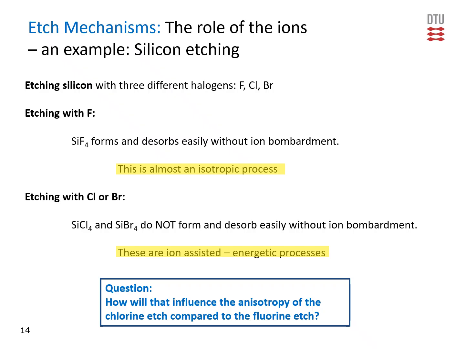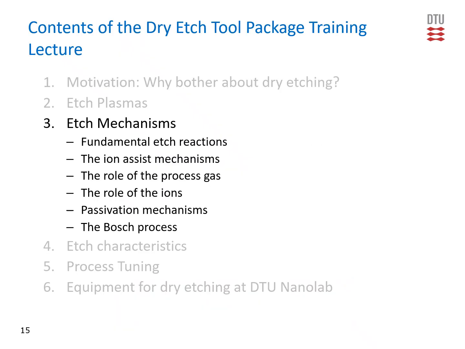Well, since the etching with fluorine is an isotropic etch, the etching profile will be isotropic and not anisotropic. It can only get anisotropic if it's mixed with a fluorocarbon containing gas, so a fluorocarbon passivation layer is formed. With chlorine, the etch mechanism is ion-assisted energetic. It only etches where the ions are hitting and is therefore anisotropic by nature. This leads us to the passivation mechanism.